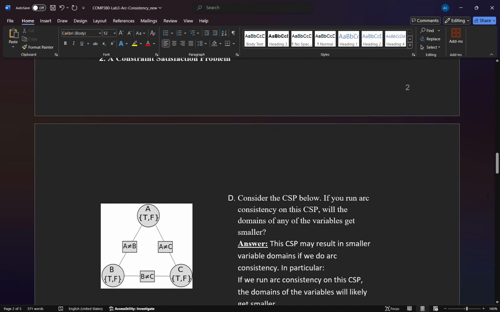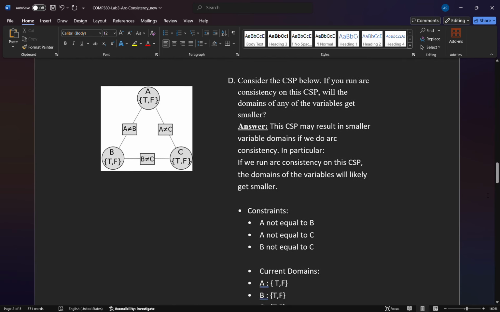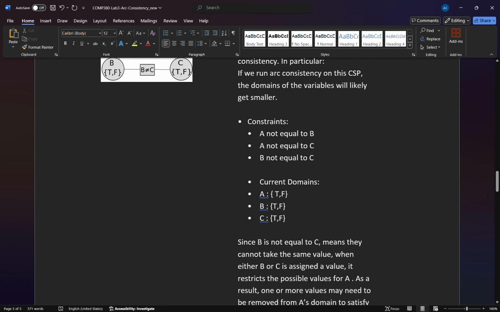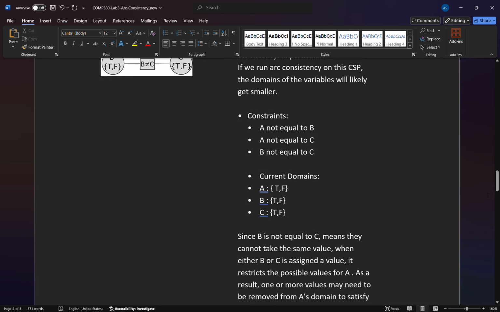values. For this question, the CSP was given below, and the question was if we could run arc consistency. So given that the constraints are a not equal to b, a not equal to c, and b not equal to c, and their domains were a equals true or false, b equals true and false, and c equals true and false.